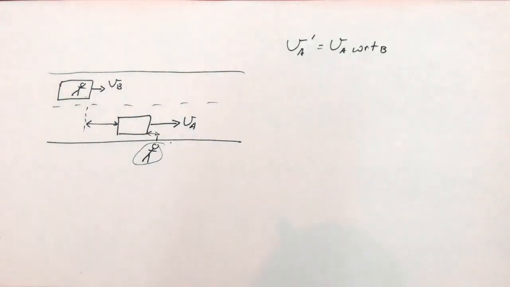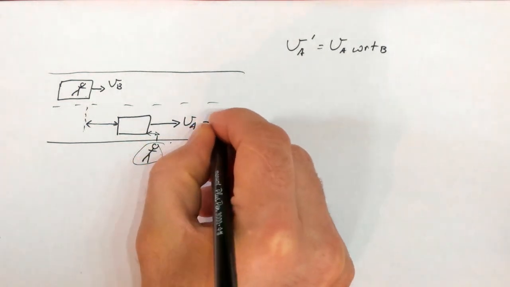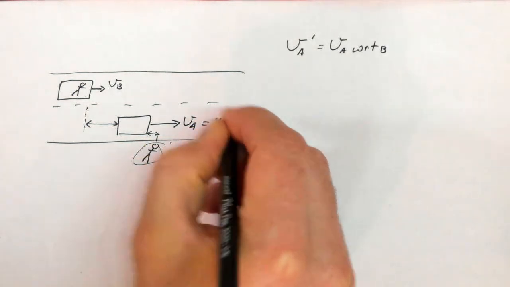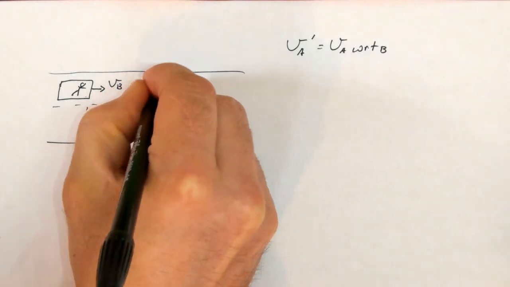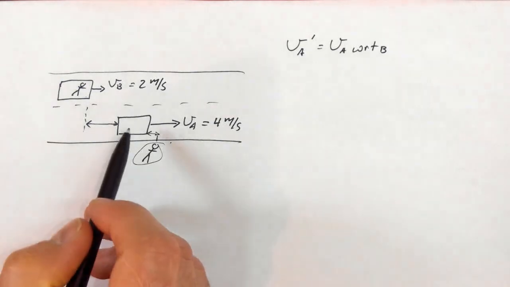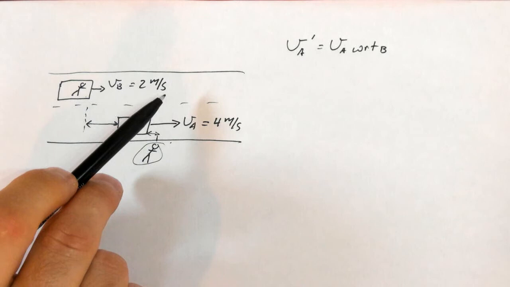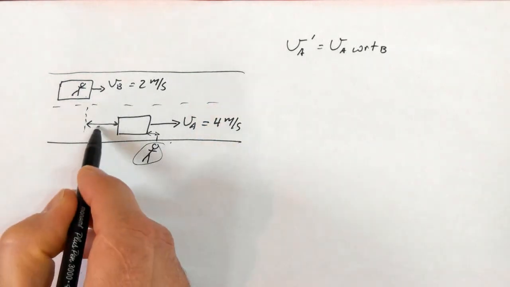What is that? Okay, well, let's just make some things concrete. Let's say this is 4 meters per second, and this is 2 meters per second. Okay, so if car A is moving 4 meters per second to the right, and car B is moving 2 meters per second to the right, then by what rate is this changing?